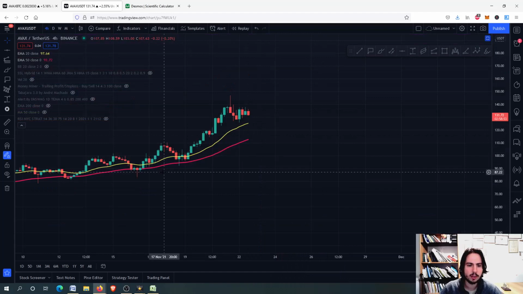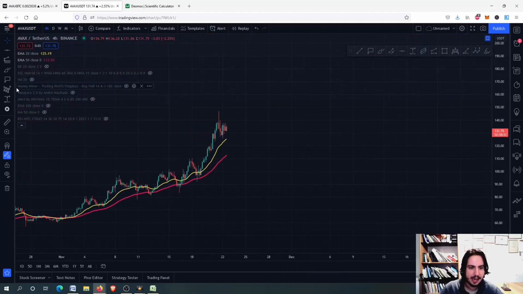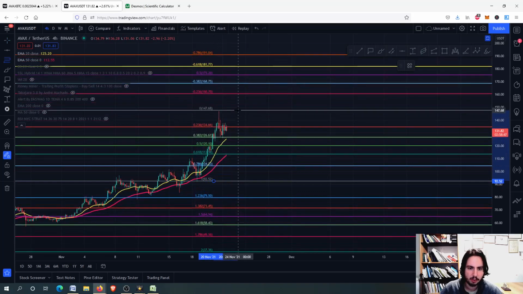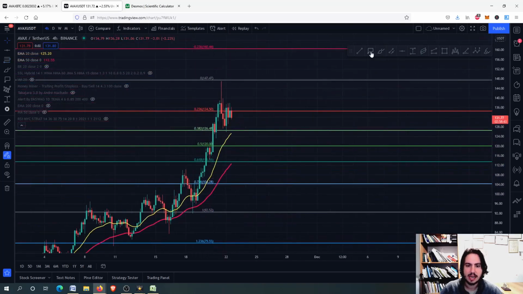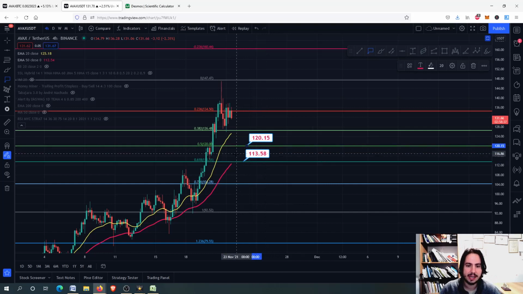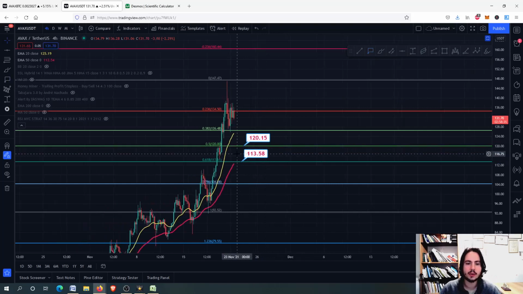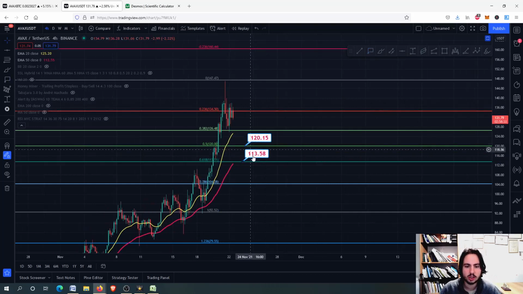For example, I will remove all the drawings again. I will go on the short term a little bit. I will draw the fib from this bottom to this top, and you can see that we have some important support levels. I would have my eyes on the 114 around there and 120 Tether USD for Avalanche. In case we drop there, these could be the best buying entries.